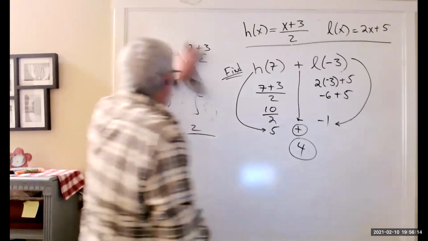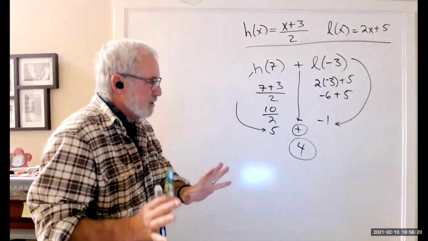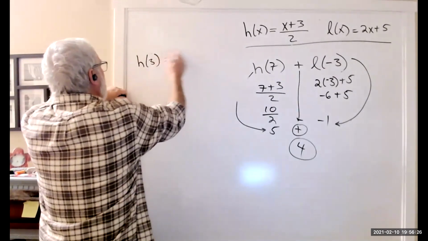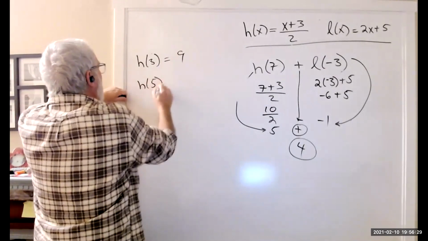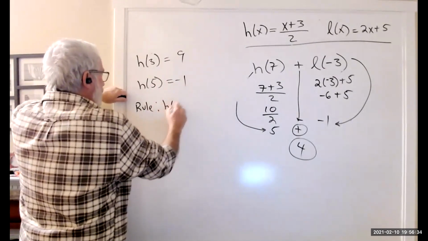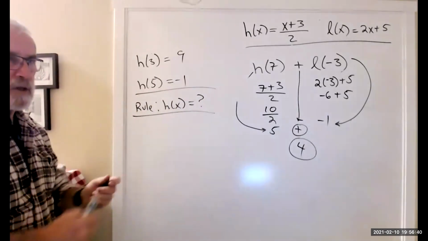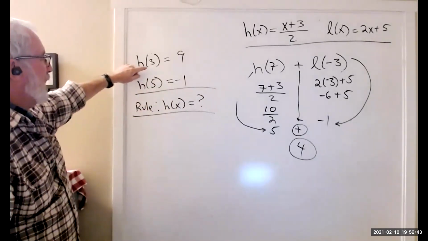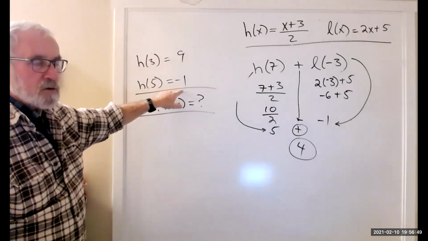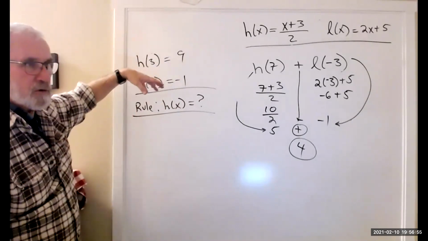For example, okay, don't panic. We might say, hey, if h of 3 is 9 and h of 5 is negative 1, what's the rule for h of x? But that's much further down the line. We would give you hints. We would say, hey, when you plug in 3, you get 9. When you plug in 5, you get -1. Can you come up with a math rule that works for all of this?